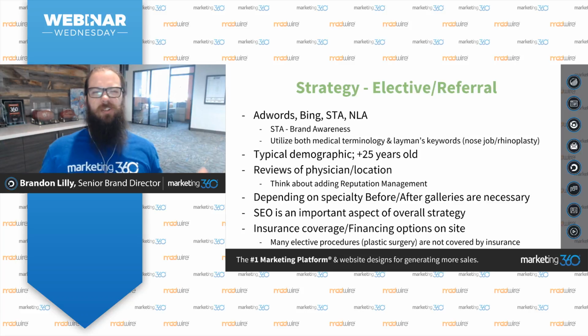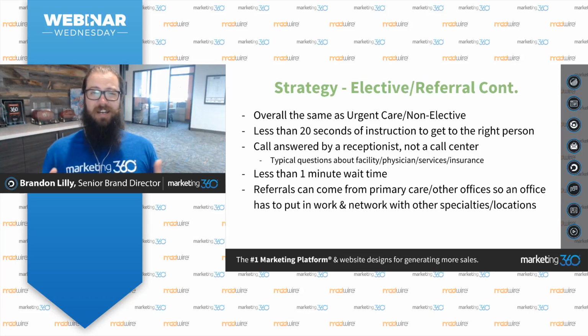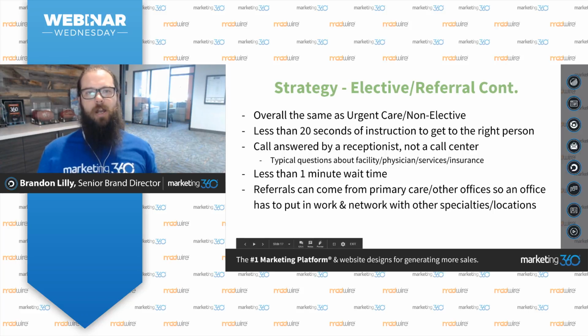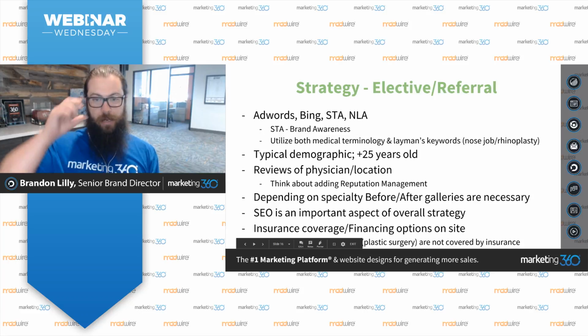Typical demographic generally is 25 years and older. You're not going to find a lot of younger folks that are looking for elective surgeries or different processes like that. Reviews, again, incredibly important. So topratedlocal.com, you can use that for free. Set up your business, get everything you want on there. It shows you that review aggregate.